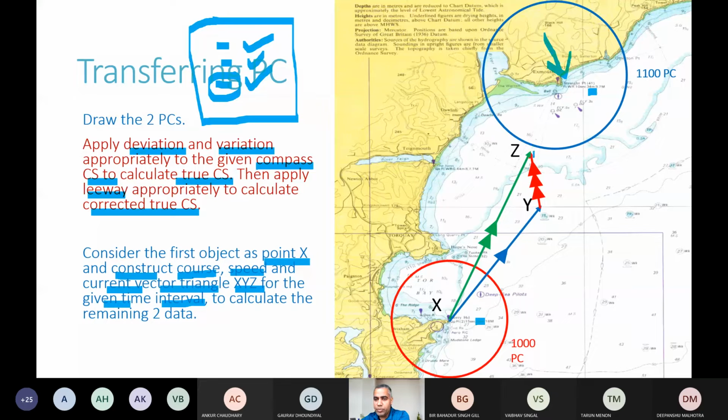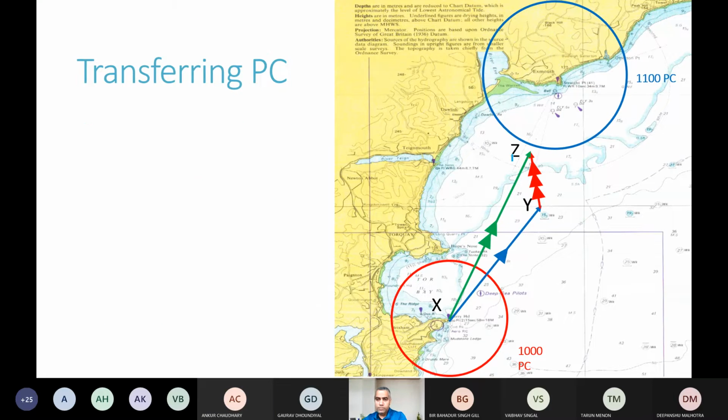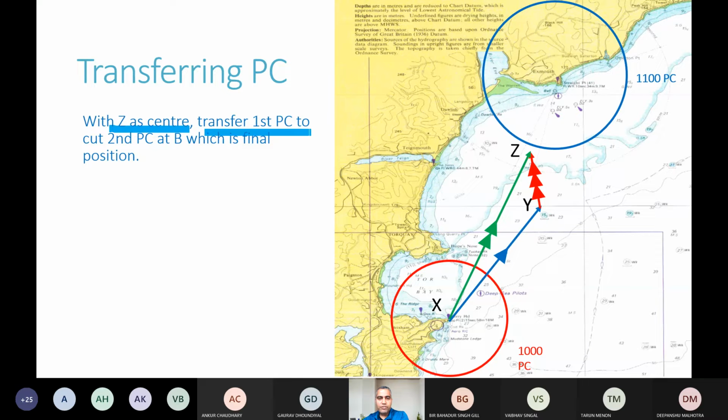So now we have the center to draw our transferred position circle. The second thing we need is the radius. It will be kept exactly same as the radius of the first PC. So whatever radius we had at 1000 hours, we keep the same radius and we draw the second or transferred position circle. So with Z as center, transfer the first PC to cut the second PC at B. So let us transfer it. We kept exactly the same radius, put the center at Z and made the transferred position circle.